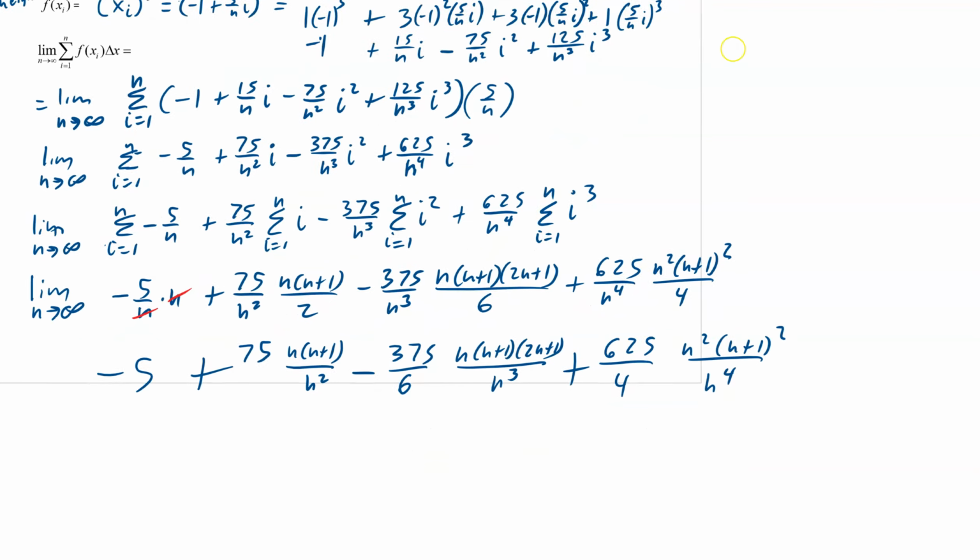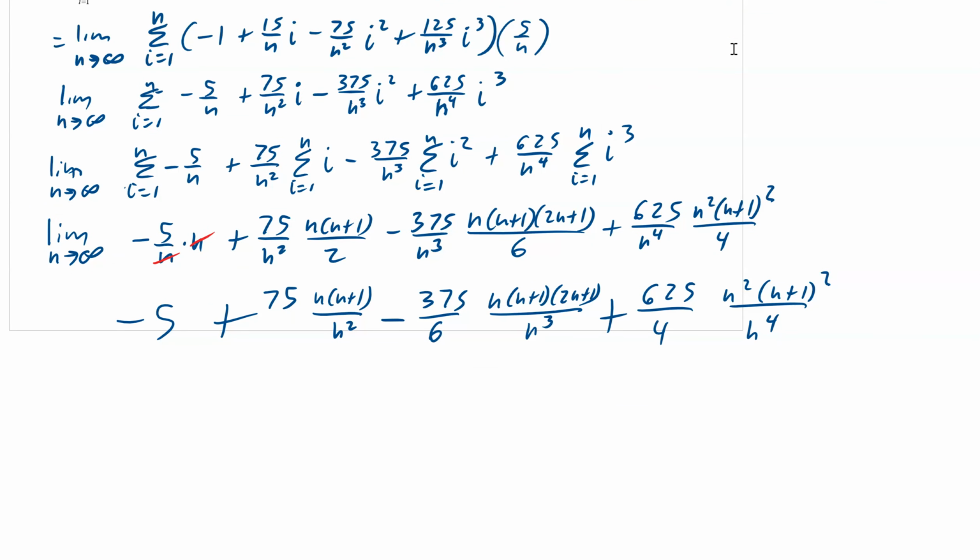Okay, so what's going to happen here is we're going to divide everything by n, and n squared, and n cubed, and n to the 4th. So if you think about the denominator here, this is just n times n. So what we're going to do is divide everything, or basically divide these n squareds into the top. So it looks like this: negative 5 plus 75 over 2. Let's go back and double check them. 75 over 2, 375 over 6, 625 over 4. Looks good. So those little n's are going to go up there.